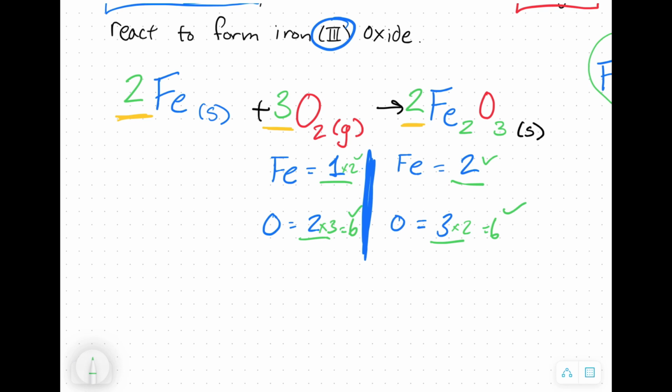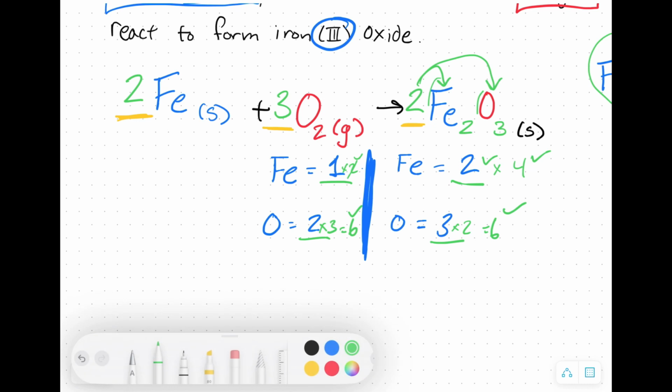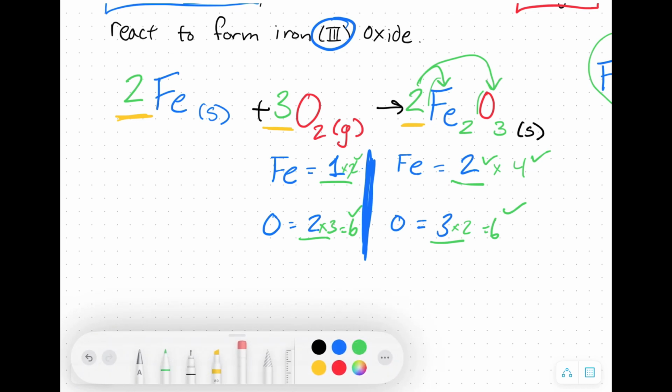So now my oxygens work, but I changed things. Because I put that 2 in front of my product, it's going to multiply to everything. It's still going to be 2 times 6 over here for the oxygen, but now it's 2 times 2 for this iron, and that's going to give me 4. So now my irons don't balance out anymore. Now I have 4 on the right side. How do I get 4 on the left side? Well, instead of putting a 2 there, I'm going to put a 4 instead.